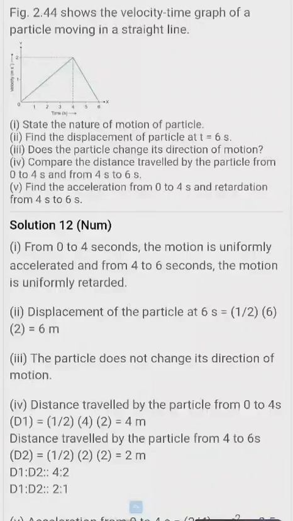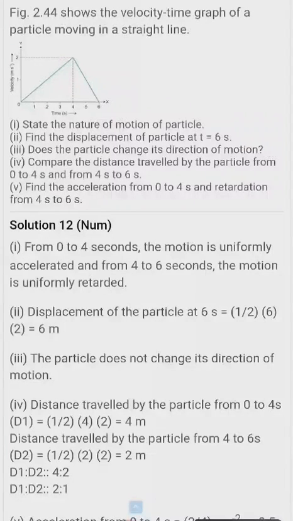From velocity time graph, to find the displacement, we find the area. So the area is half into base into height. So half into 6 into height is 2. 2 gets cancelled, you get 6 meter. Does the particle change its direction of motion? No, because everything is positive. So it is not changing its direction.